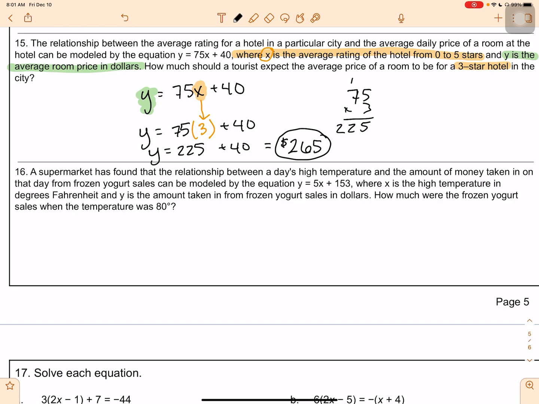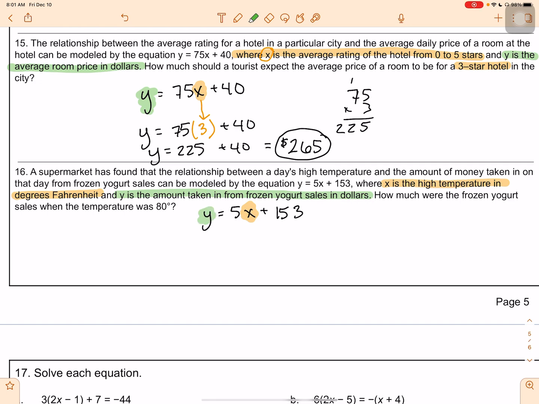Okay, a supermarket has found that the relationship between a day's high temperature and the amount of money taken in on that day from frozen yogurt sales can be modeled by the equation y equals 5x plus 153, where x is the high temperature in degrees Fahrenheit. So x is the highest temperature it reaches that day, and y is the amount taken in from frozen yogurt sales.